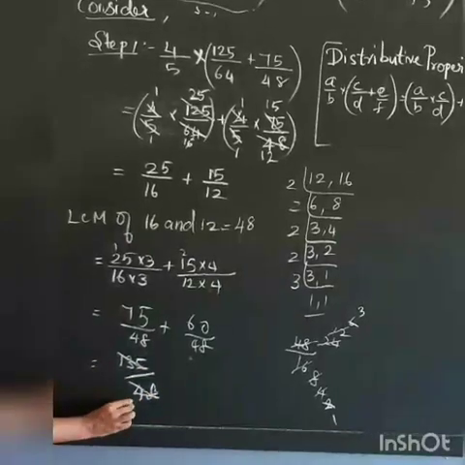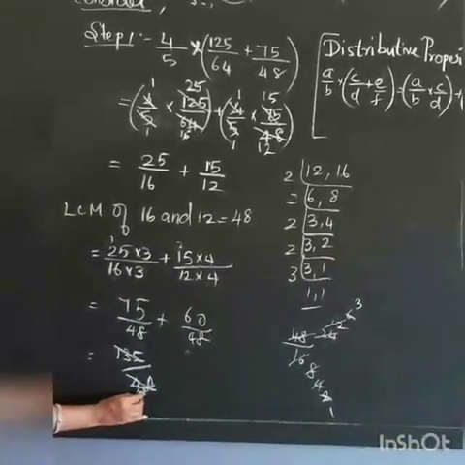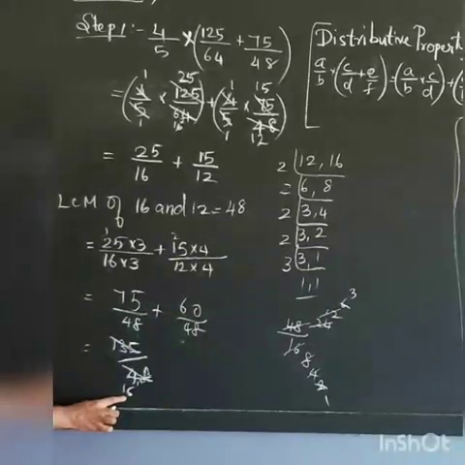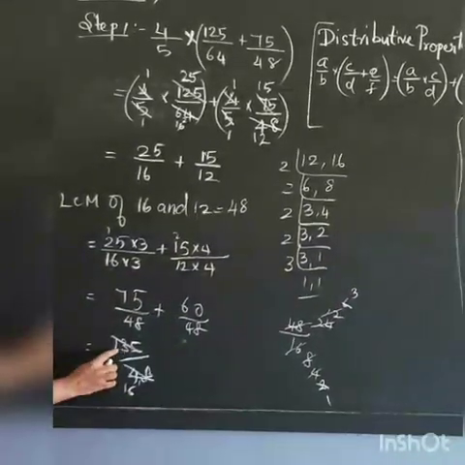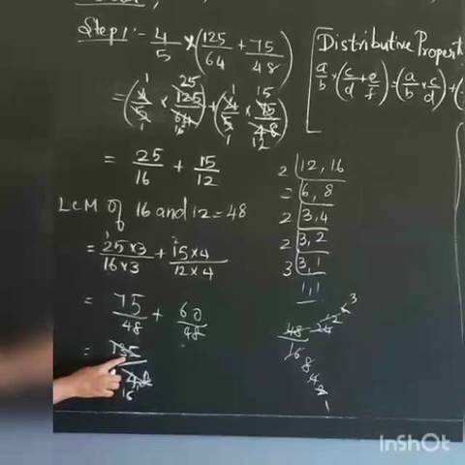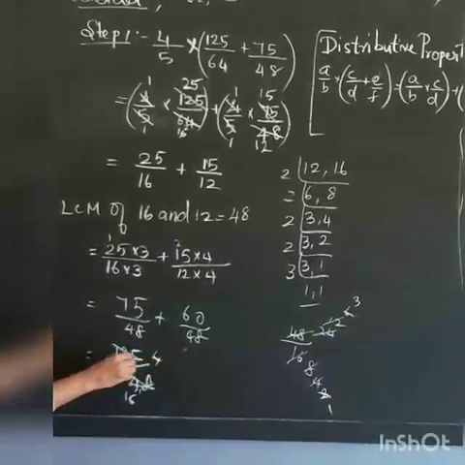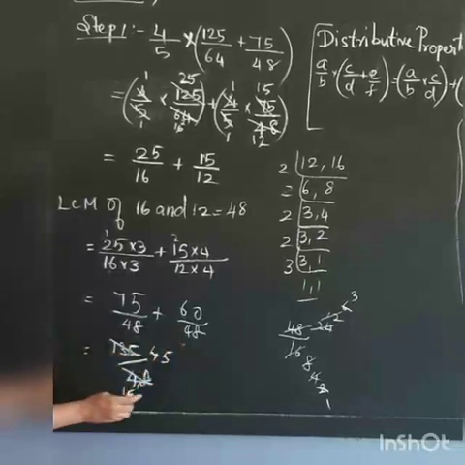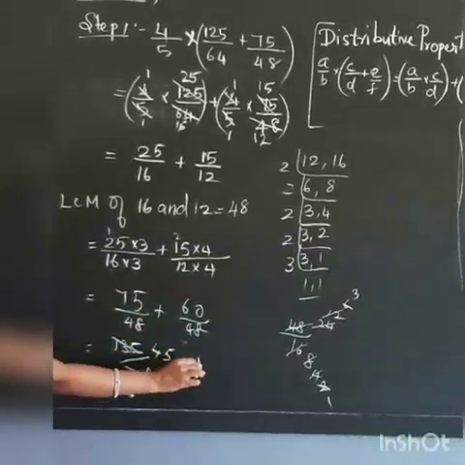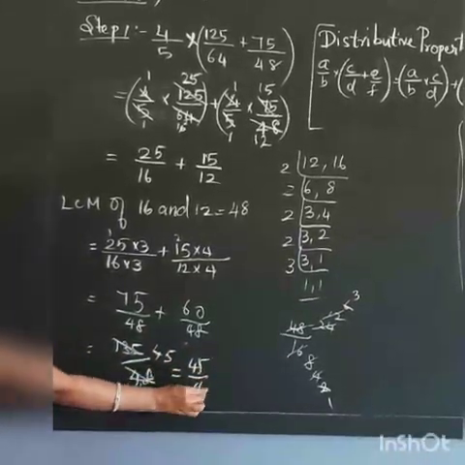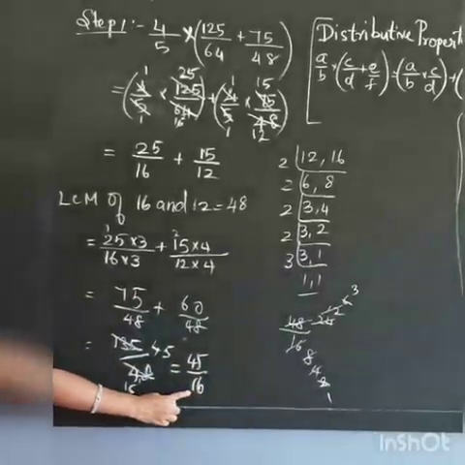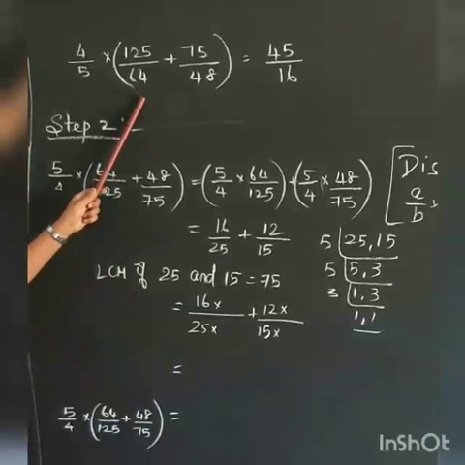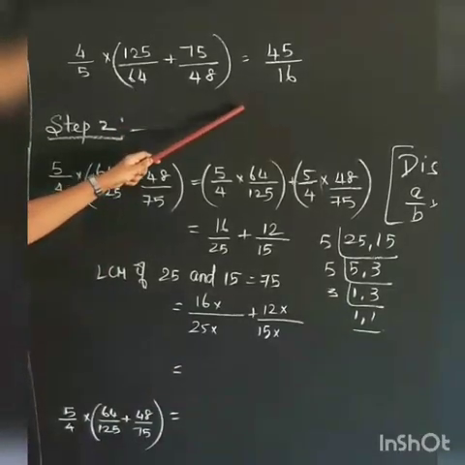4 won't come before number 3 is 1 time. The remainder is what? 1. 18 how many times? 6 times. So 16 times. Here 13 is not possible. Before number 12 is 4 times. The remainder is 1. 15 how many times? 5 times. So your answer for this is what? 45 by 16. So this is your step number 1 simplified answer. So simplified answer for step number 1 is 45 by 16.